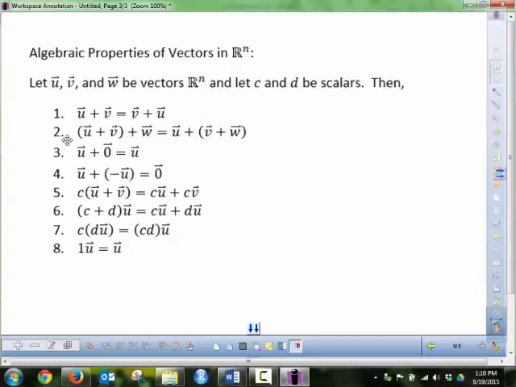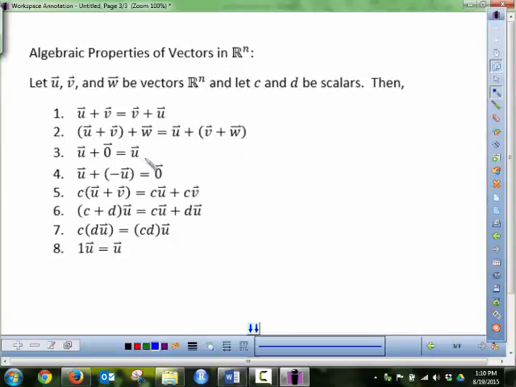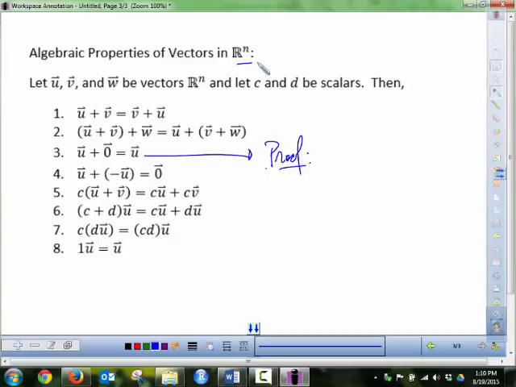Oh, let's prove one. Let's see, which one's an easy one to prove? Number 3 is really easy. So, to formally prove this in Rn, because here you're assuming you're in Rn, the ones establishing properties are fairly simple. What we're going to do is assume that U is a vector in Rn, which means I have to write U as a vector with n components, whatever n is. The components could be any number.